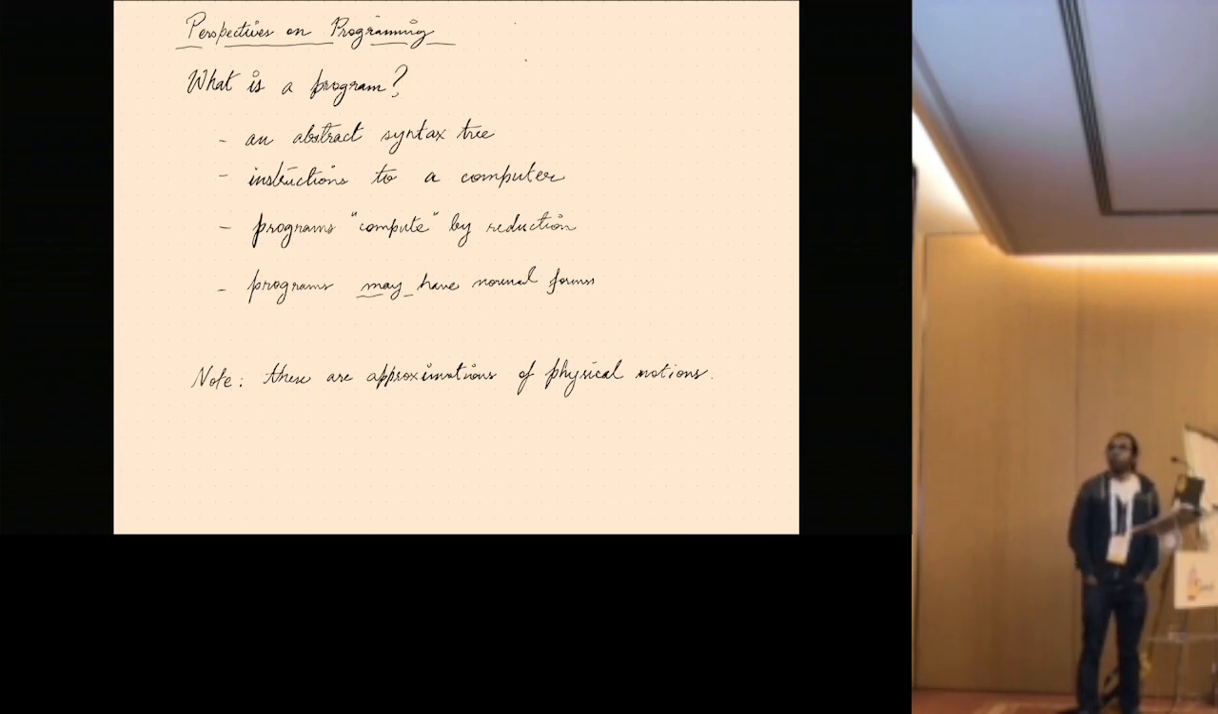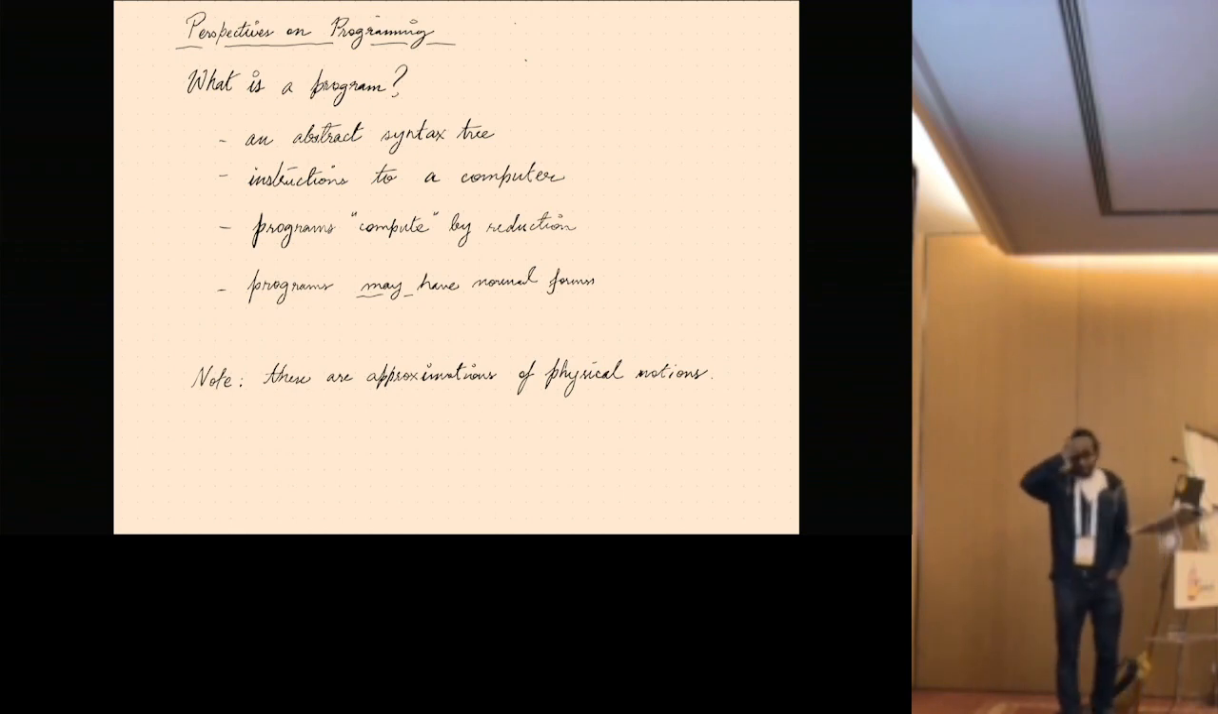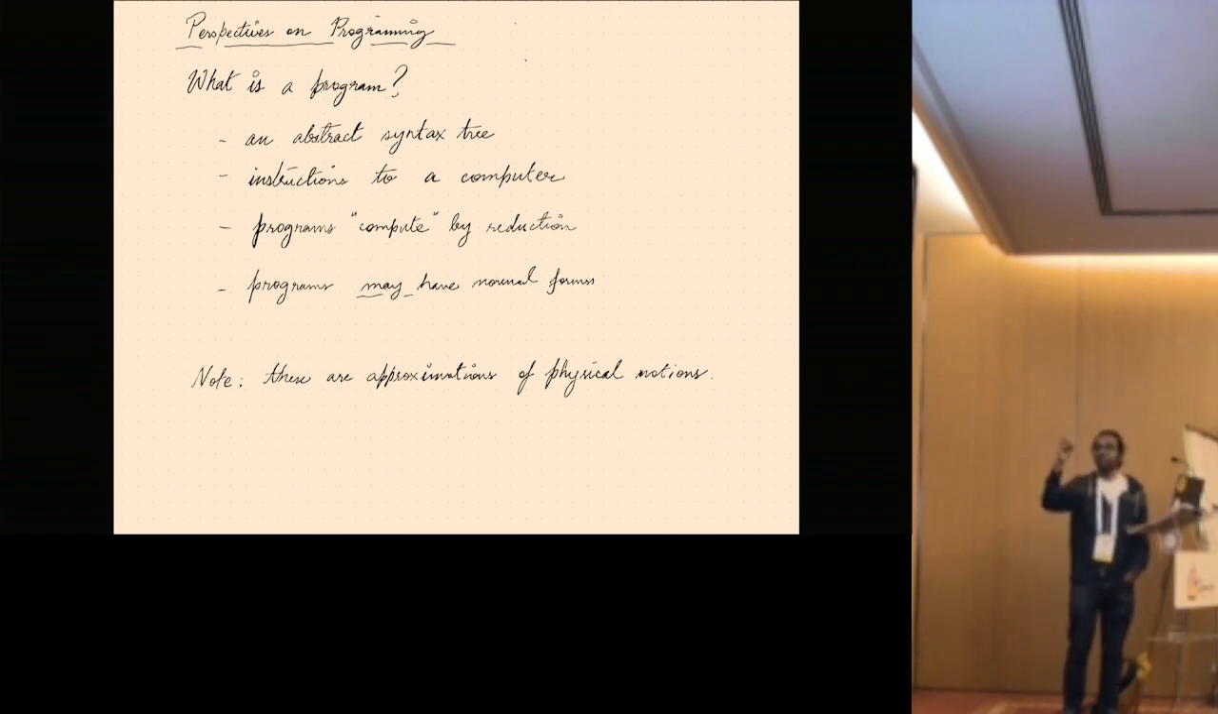And then what exactly is a computer? It's a physical device. It has some notion of computation. But as programming language theorists, we completely ignore all the physical notions and take an approximate notion, which is to say that there are programs, they're abstract syntax trees, and the notion of computation is just reduction of programs, right?